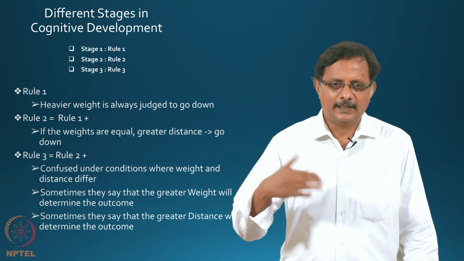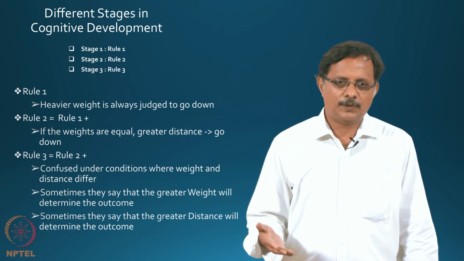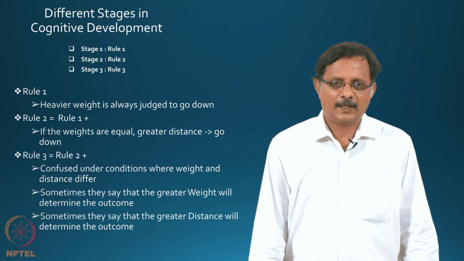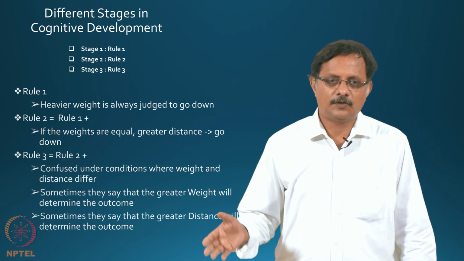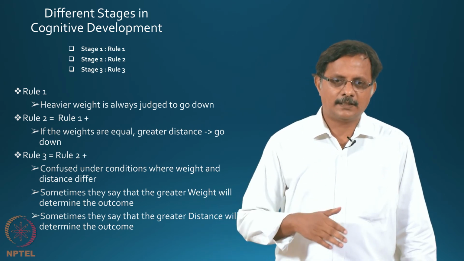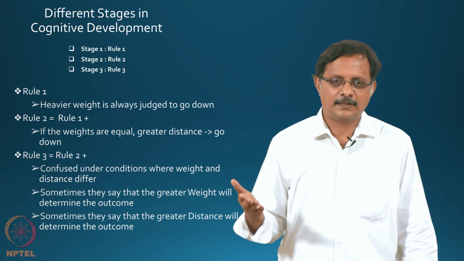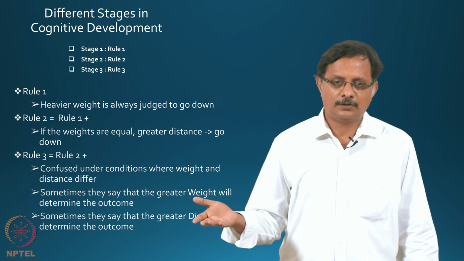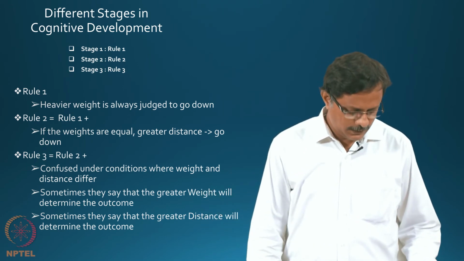Then rule 3 is slightly more advanced, though not a big improvement over rule 2. In rule 3, the children seem to be confused under conditions where weight and distance differ. Sometimes they say that the greater weight will determine the outcome, and sometimes they say that the greater distance will determine the outcome.